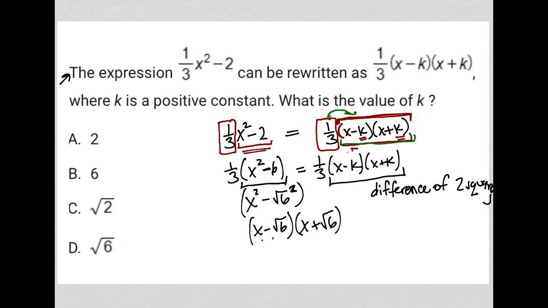And just for a little bit of review, the difference of two squares, right? We're used to seeing things like x squared minus 4.